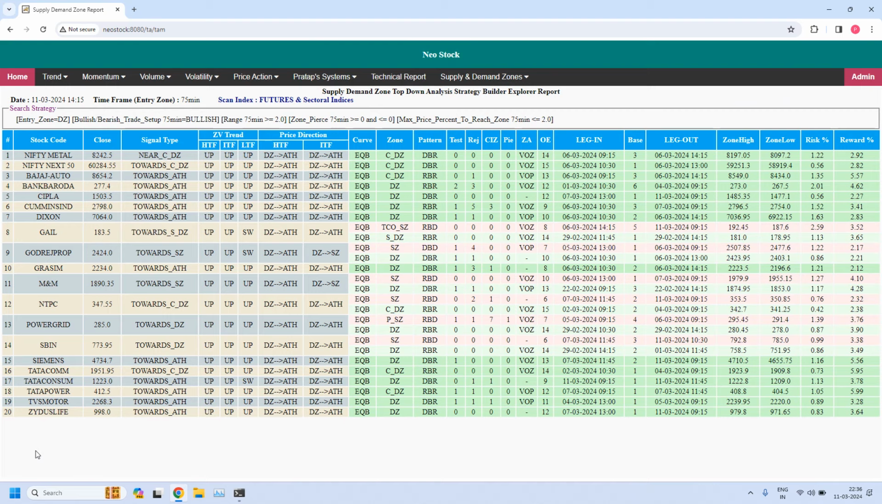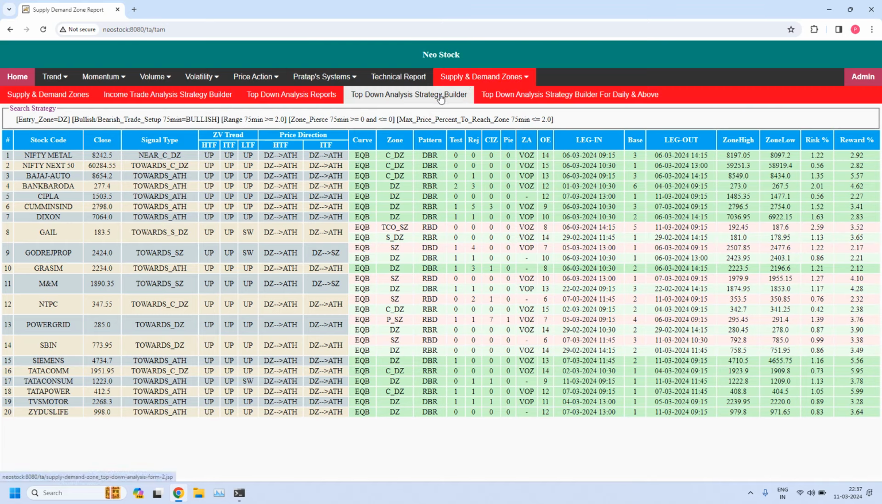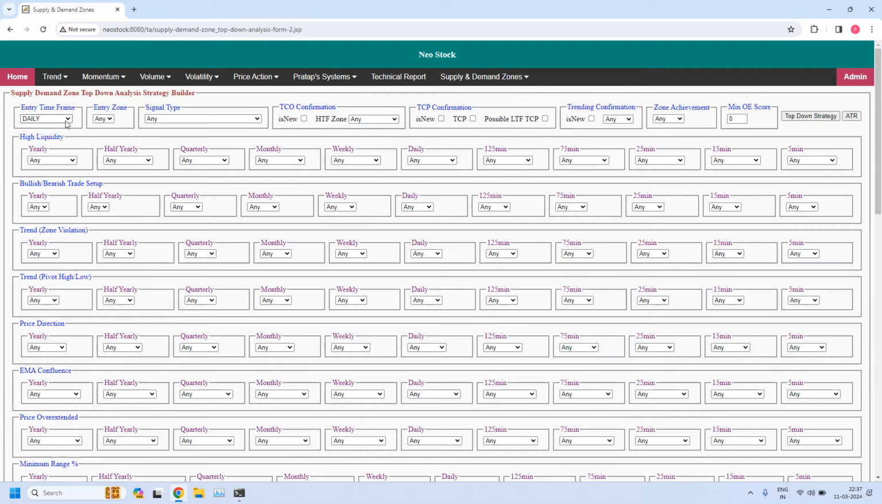Okay, this is about a bullish trade setup for weekly income trade, and the last report, bearish trade setup for weekly income trade. So entry time frame is 75 minutes. Now because it is bearish trade setup, entry zone should be supply zone. In bullish or bearish trade setup at 75 minutes, I am selecting bearish.